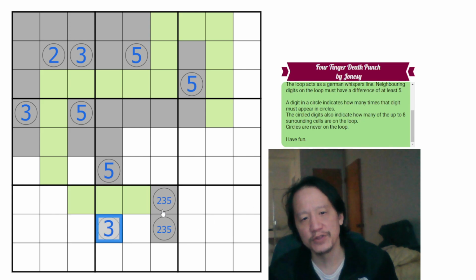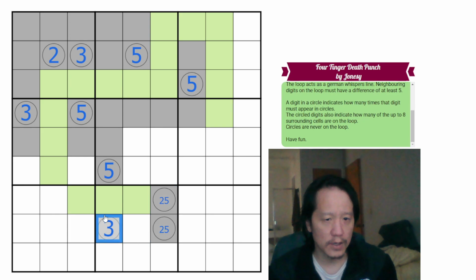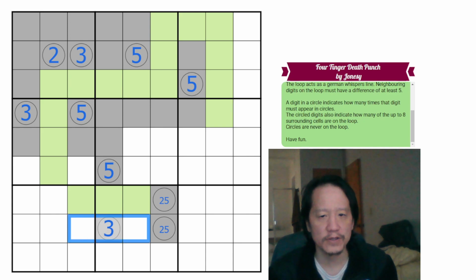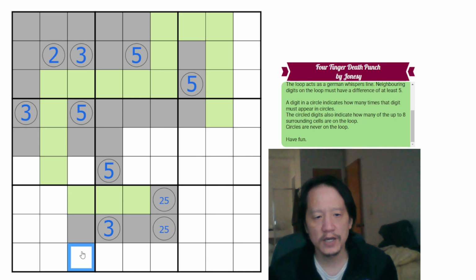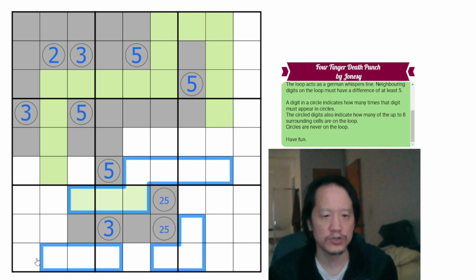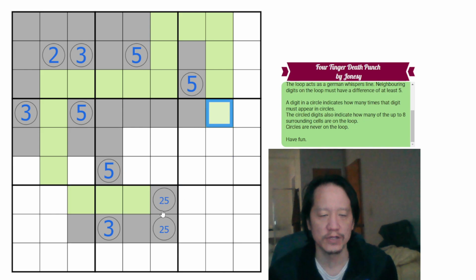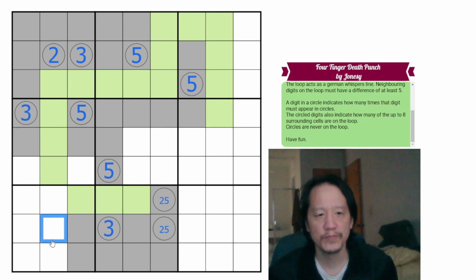Therefore, this has to be the 3, which means this can't be 3. Therefore, none of these are on the loop. In addition, you cannot have any of these be on the loop because it has to go through here, and then it would have to double back, and then it can't connect with the loop again for that to be possible. So none of these are on the loop.